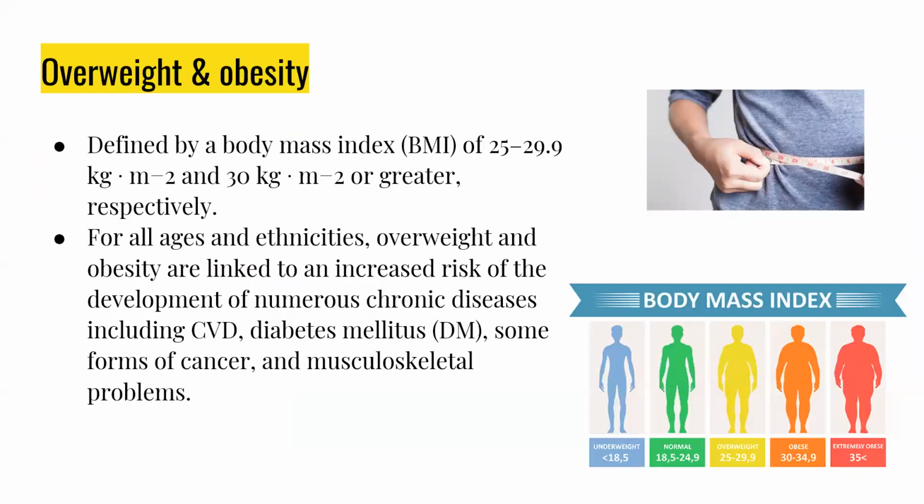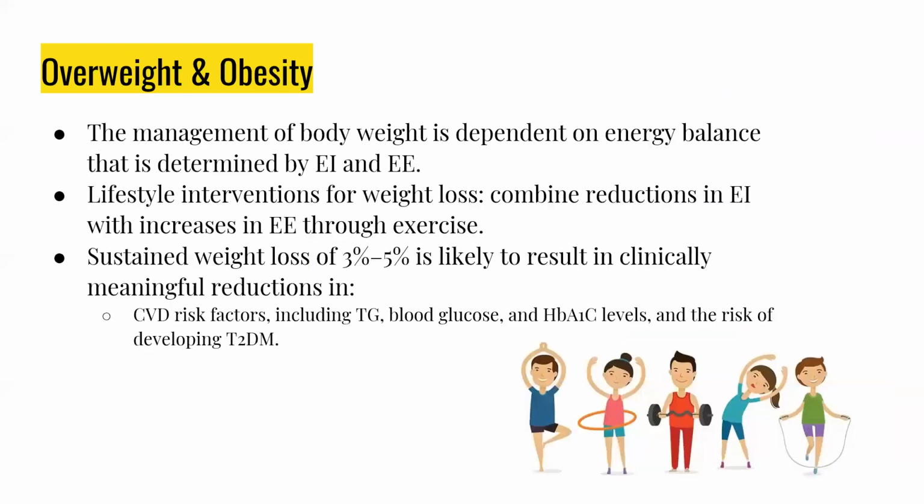All right, now let's talk about overweight and obesity. It is defined as a body mass index, BMI, of 25 to 29 and 30 kilograms per meter squared or greater, respectively. For all ages and ethnicities, overweight and obesity are linked to an increased risk of the development of numerous chronic diseases, including cardiovascular disease, diabetes, some forms of cancer, and musculoskeletal problems.